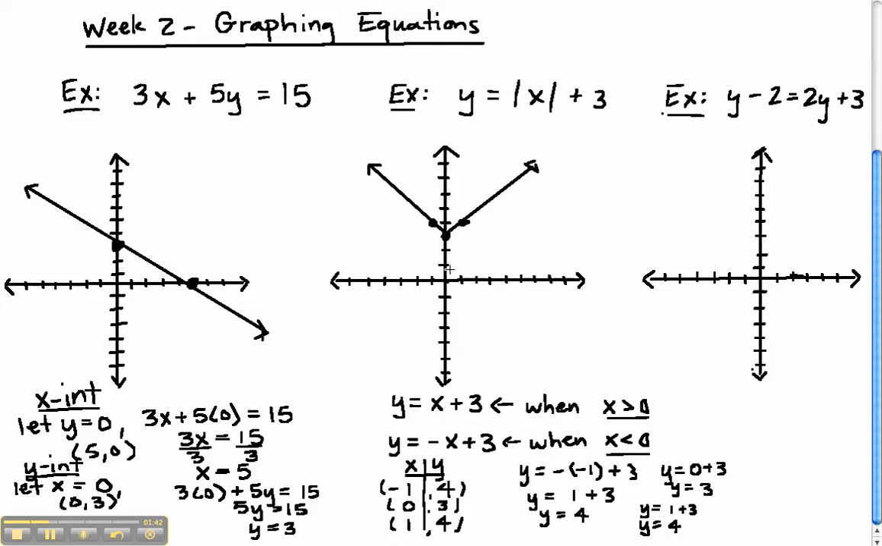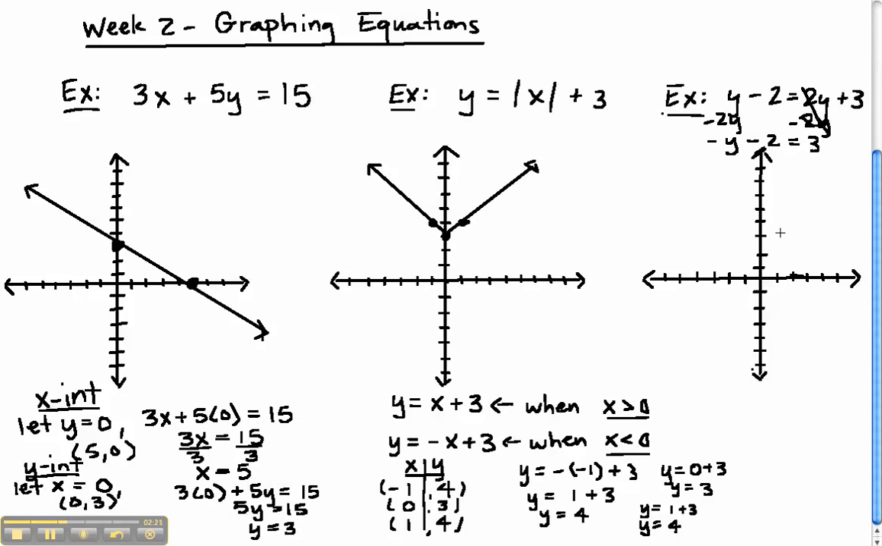And then our third example is one where we only have one variable. We either have a y or we have an x, but not both, like we have in this third example, y minus 2 equals 2y plus 3. The first thing you want to do is solve for the variable, whether it be y or x. And we can do that by getting the y term on one side. I'm going to subtract 2y from both sides. y minus 2y is -y, minus 2 equals 3.